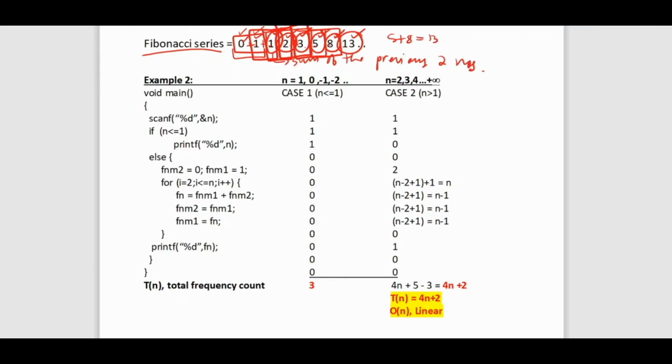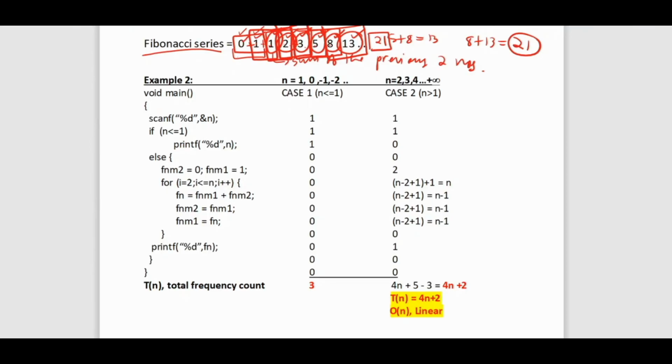Now guess what would be the number after 13? The previous two numbers are 8 and 13. So 8 plus 13 gives you 21. So the next number after 13 is 21. So how is this computed?